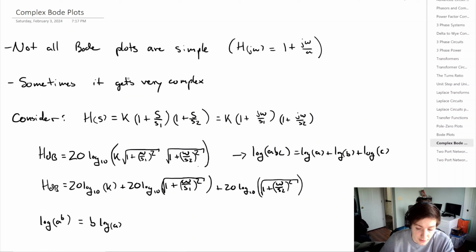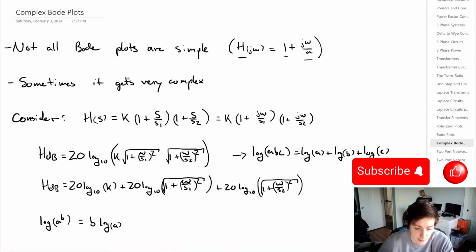Coming from the last video where we introduced Bode plots, we looked at a fairly easy example where we had H equal to 1 plus jω divided by a. We saw that Bode plots can be fairly nice at approximating the frequency response, but sometimes the functions that we get for H aren't nice at all, and sometimes it gets really complex.